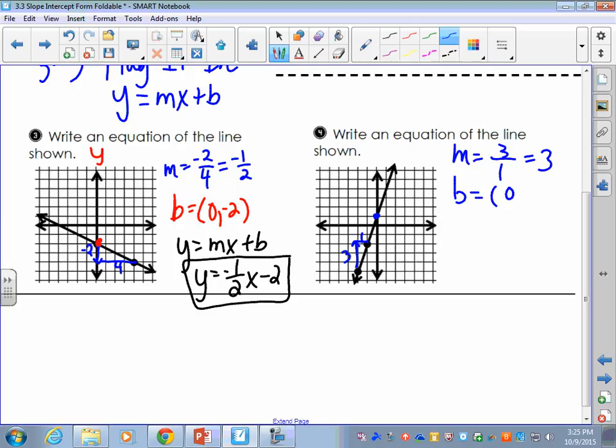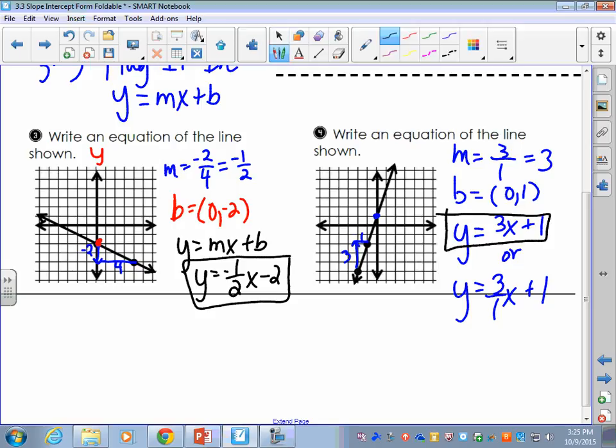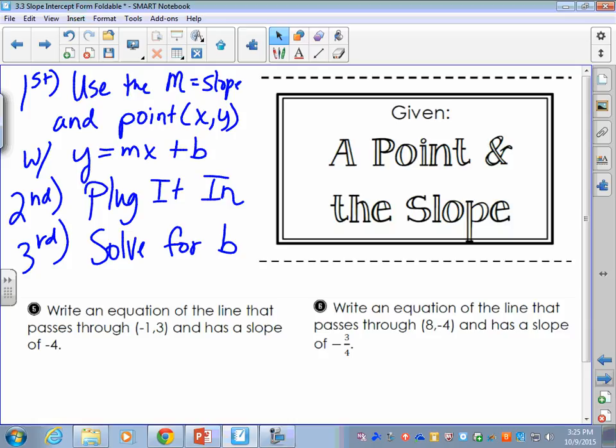The b is at 1, so y equals 3x plus 1, or some of you wrote y equals 3/1 x plus 1. The simplified form would be 3x plus 1. Get in the habit of always getting the simplest form. I would give you credit because they mean the same thing, but that's just a simplified form. All right, so on our next tab, a point and a slope.